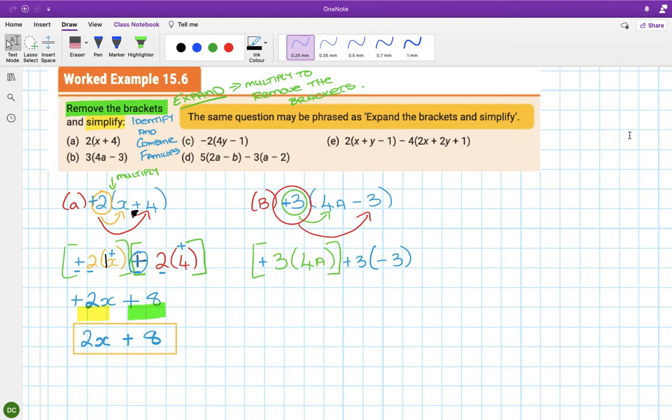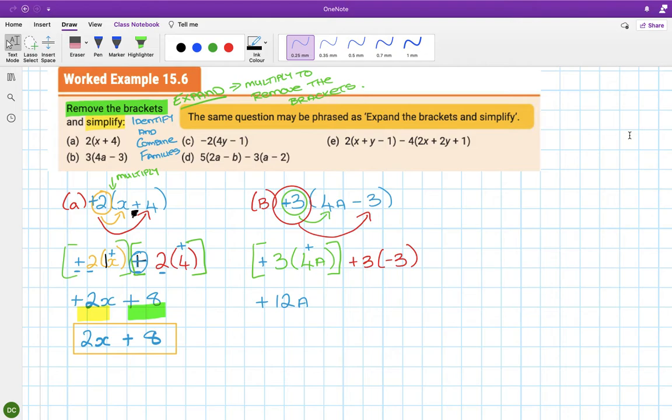Okay, so let's do the green multiplication first. Remember, sign, number, letter. So the sign on the 3 is plus, the sign on the 4 is also plus, which means the signs are the same. So the answer is going to be plus. Numbers, 3 by 4 is 12, and then there's only one letter there, so it's just a. I just realized I did this in red. Okay.